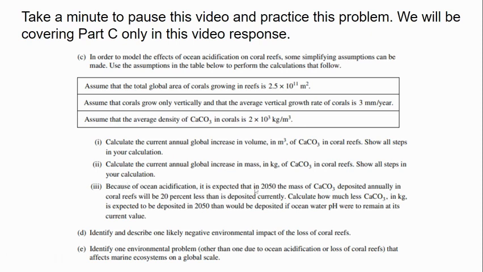Because of ocean acidification, it is expected that in 2050, the mass of CaCO3, calcium carbonate, deposited annually in coral reefs will be 20% less than is deposited currently. Calculate how much less calcium carbonate in kilograms is expected to be deposited in 2050 than would be deposited if ocean water pH were to remain at its current value. Identify and describe one likely negative environmental impact of the loss of coral reefs. Identify one environmental problem, other than one due to ocean acidification or loss of coral reefs, that affects marine ecosystems on a global scale. Please pause now and try as much of this problem as you like, but be sure to focus on Part C.